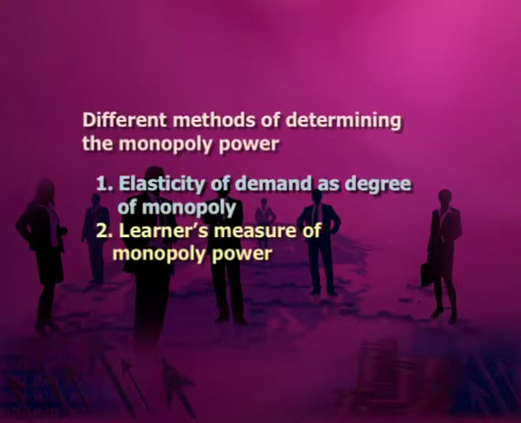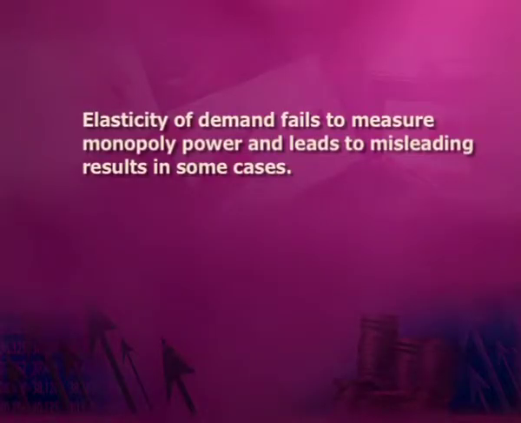First is elasticity of demand as degree of monopoly. The extent to which a monopolist exercises control over the price and output determination depends upon the elasticity of demand. Measure of monopoly power is thus given by inverse of elasticity of demand, where degree of monopoly power is equal to 1 divided by EP, where EP is the absolute value of the price elasticity. But as elasticity of demand is different for different points of the demand curve, elasticity of demand fails to measure monopoly power and leads to misleading results in some cases.